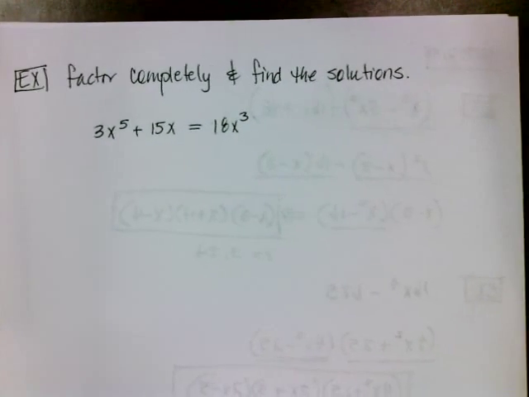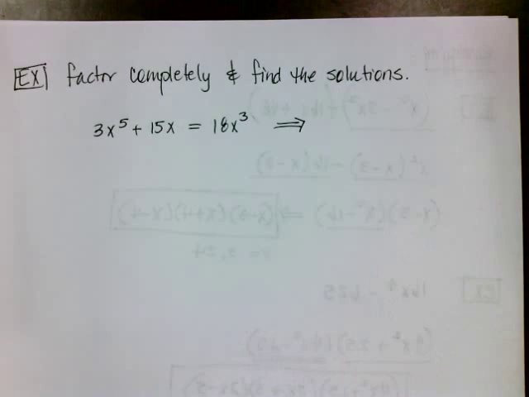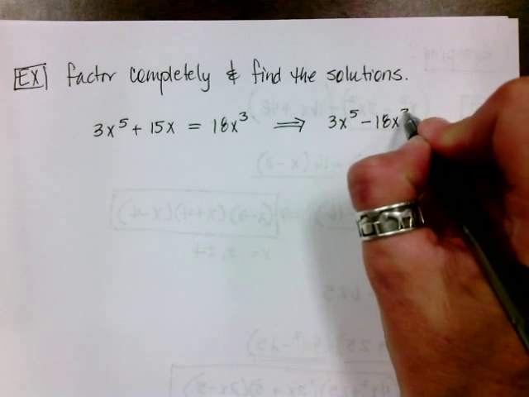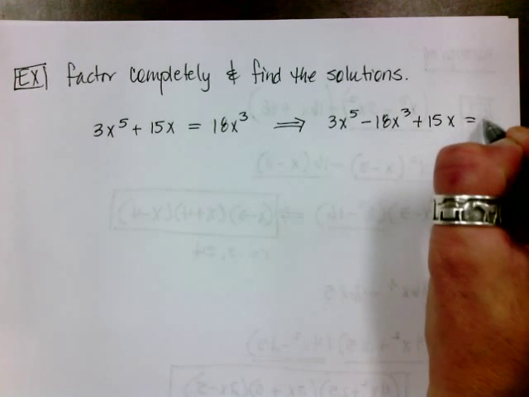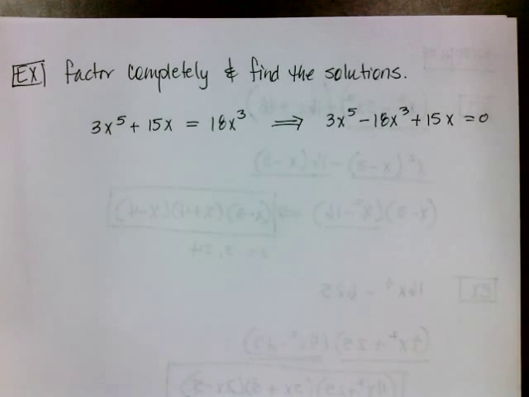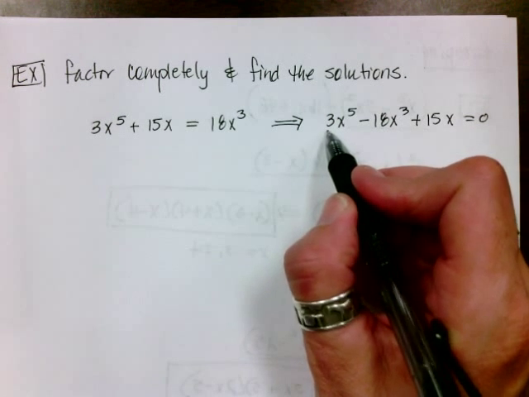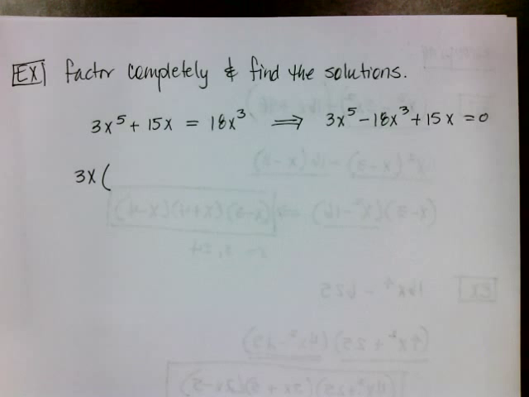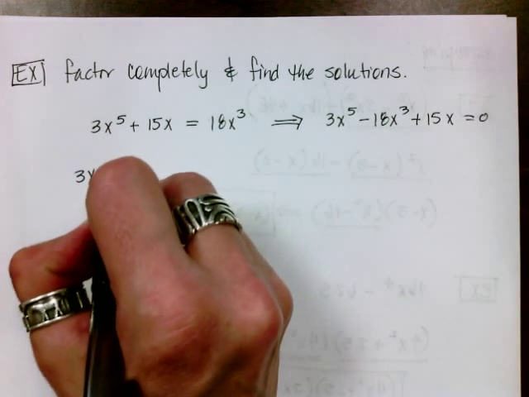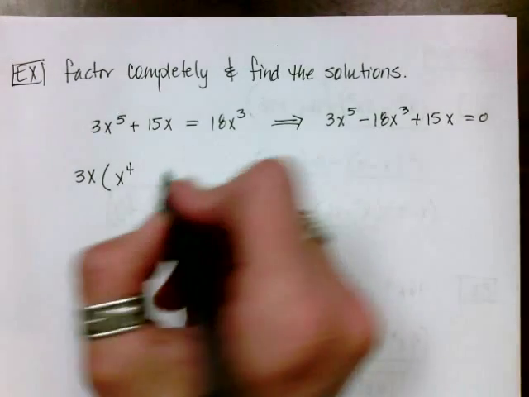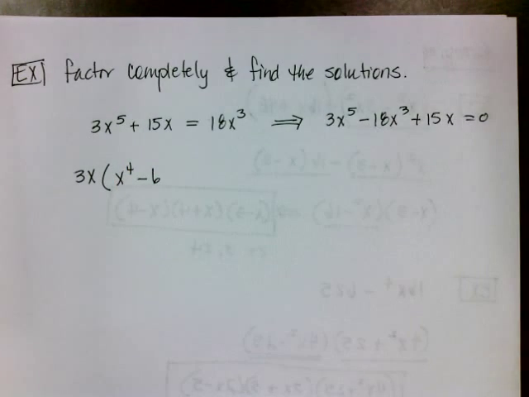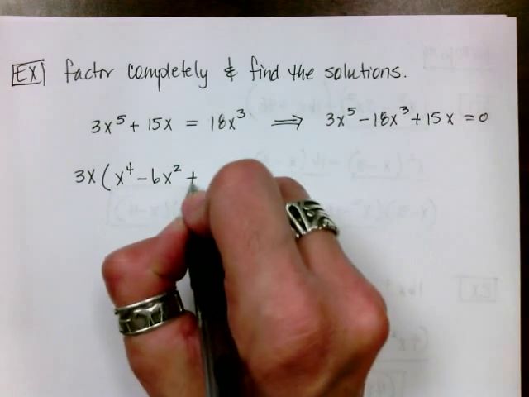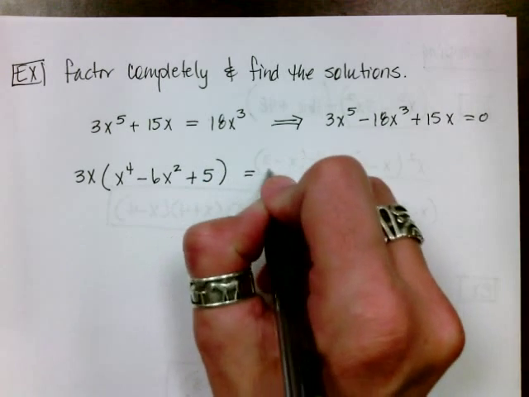Well, that's yucky. That's in a bad format, so I'm going to rewrite it and put it in standard form. This is going to be 3x to the 5th minus 18x cubed plus 15x equals 0. Now it looks much better. Notice that they all have a 3 in common, and they all have an x in common, so I'm going to factor that out. 3x to the 5th divided by 3x is going to be x to the 4th. 18 divided by 3 is a negative 6. x to the 3rd divided by x is x squared. 15 divided by 3 is 5, and x divided by x is 1.